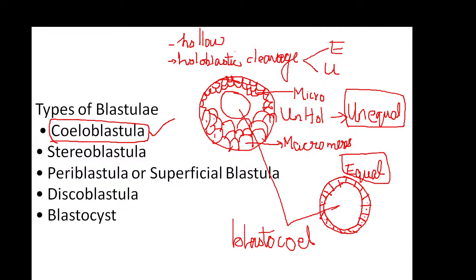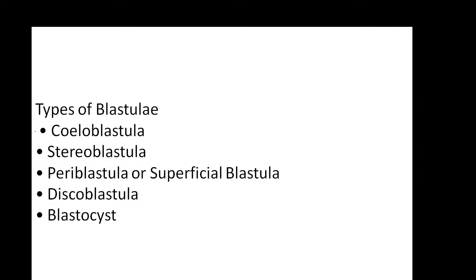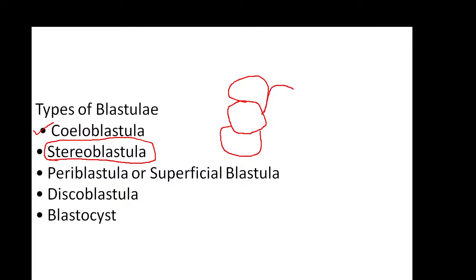Hope it's clear. Next is stereoblastula. We have discussed coeloblastula. Next is stereoblastula. Stereoblastula is a type of blastula composed of an aggregate of large-sized cells. Stereoblastula means the cells will be of larger size. This is known as a stereoblastula.